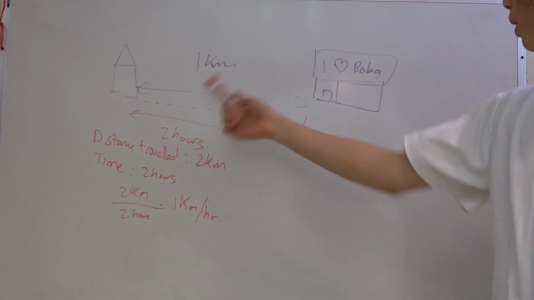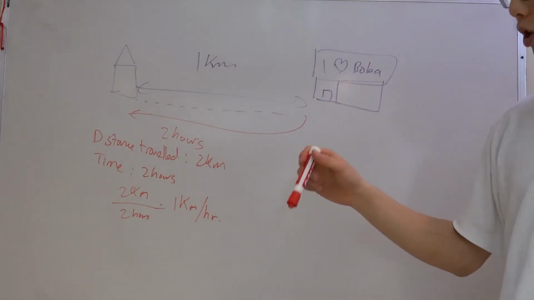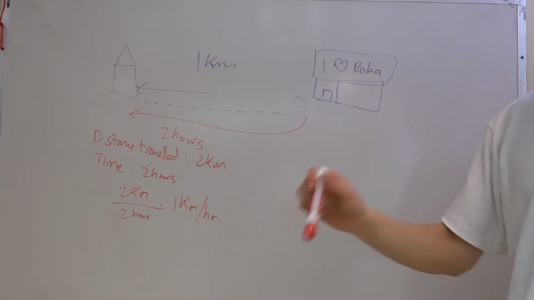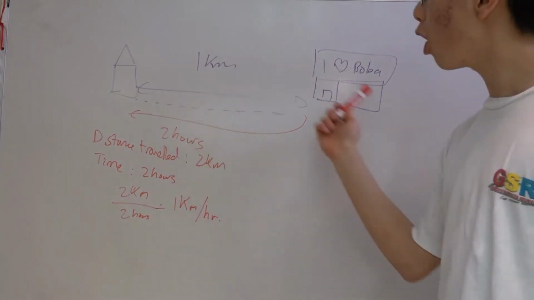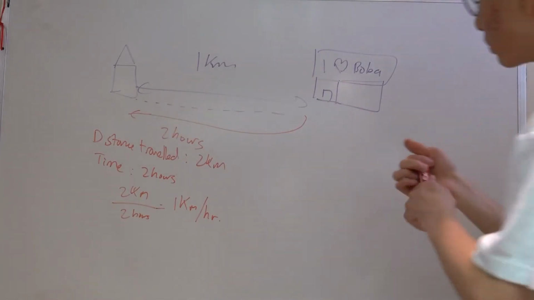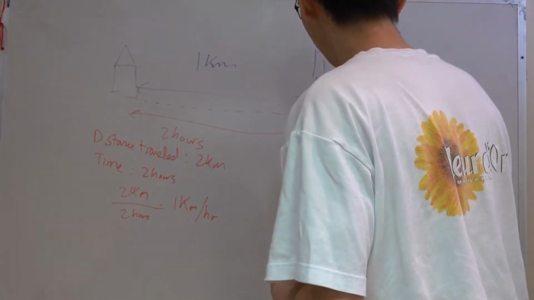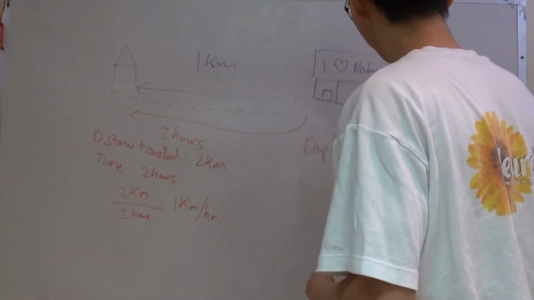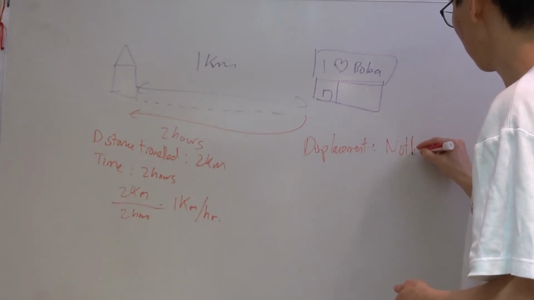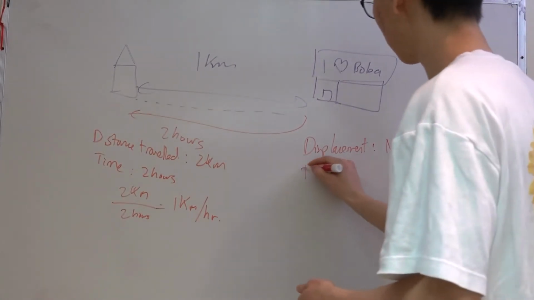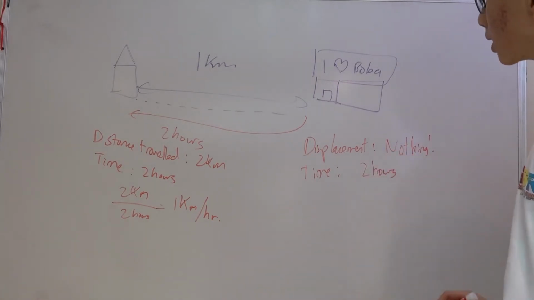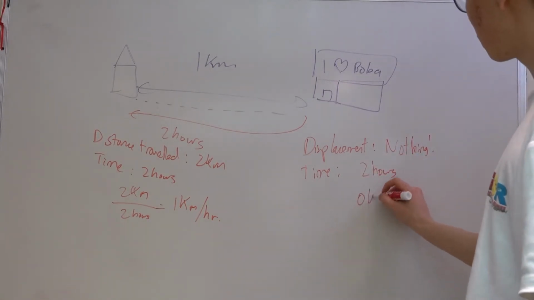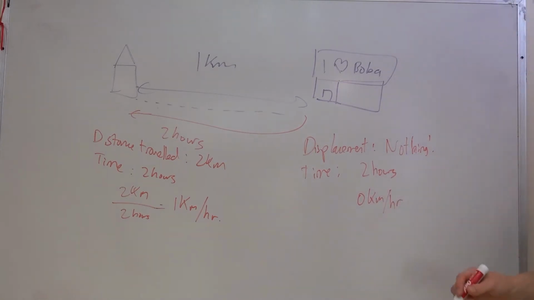And your mom didn't know that you went there and back. All she knows is that you were here 2 hours ago, and you're here now. So as far as she's concerned, you didn't move at all. You didn't move at all in the 2 hours. Your displacement was nothing. And the time that we're looking at is, again, 2 hours. So to your mom, it looks like you actually traveled at 0 kilometers per hour because you just ended up back in the same place where you started.